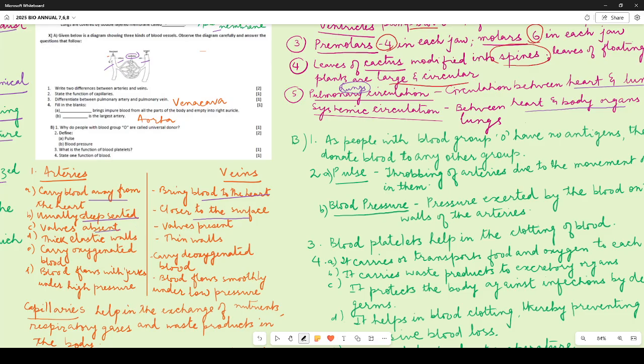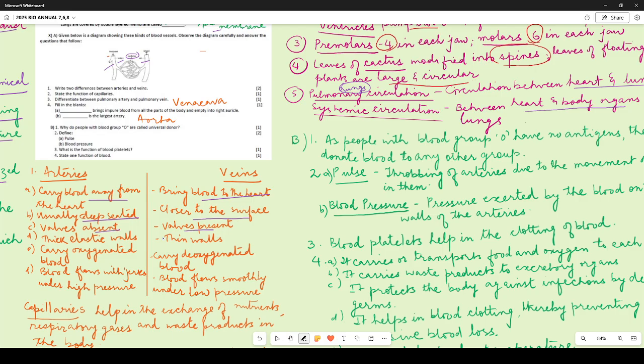Valves are absent in arteries because the blood is generally flowing in a downward direction. So they are moving along with the gravity. So it's perfectly fine. But in veins, valves are present to prevent, you remember one question that we did, valves prevent the backflow of blood. They help the blood to move only in one direction. And when the veins are bringing the blood from the lower part of our body towards the heart, there valves are needed.